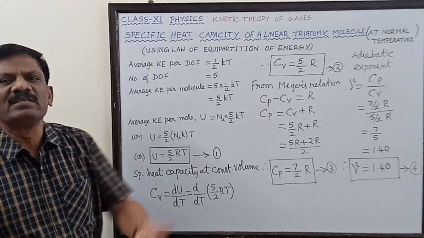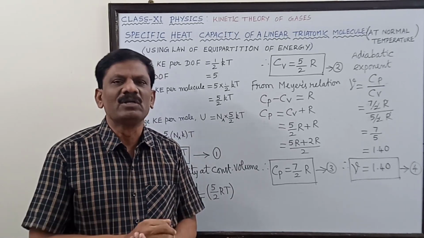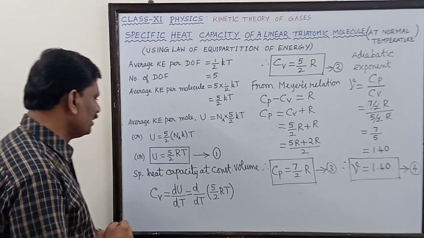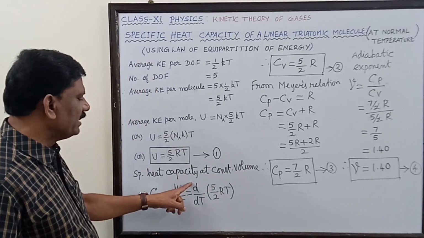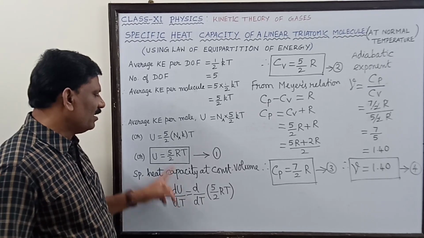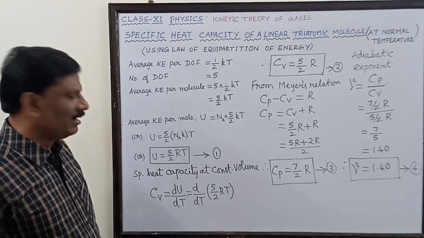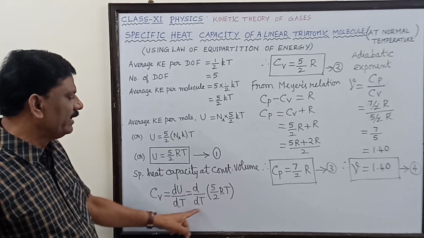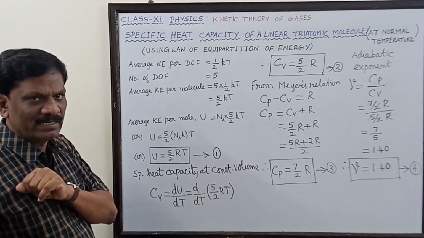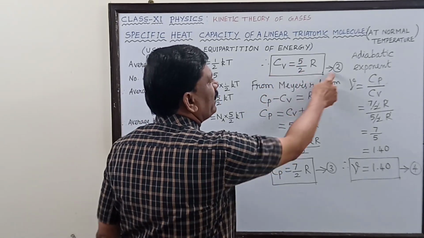If you differentiate this epsilon with respect to the temperature T, that will be equal to the specific heat capacity at constant volume, that is Cv, equal to dU by dT, that is equal to d by dT of 5 by 2 RT. Here T is the variable, 5 by 2 R is the constant. So 5 by 2 R into d by dT of temperature T, which is 1 as usual. So the value of Cv equals 5 by 2 times R.